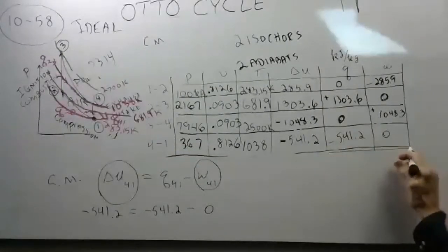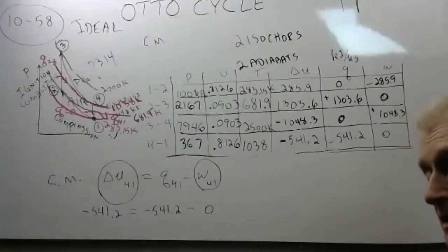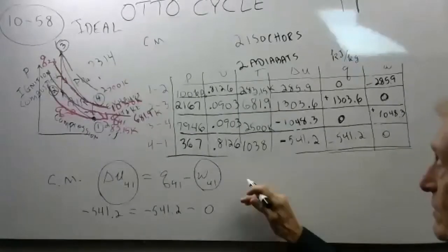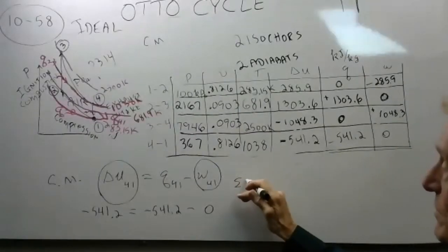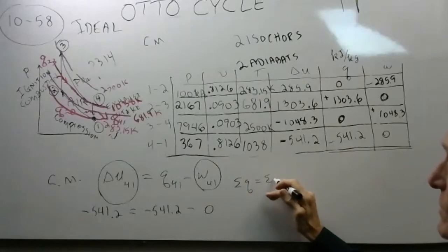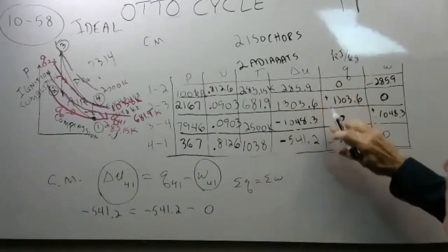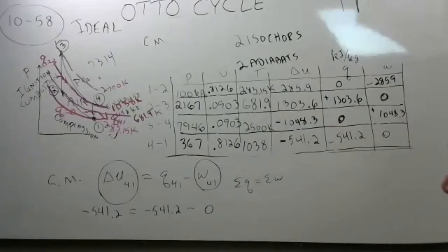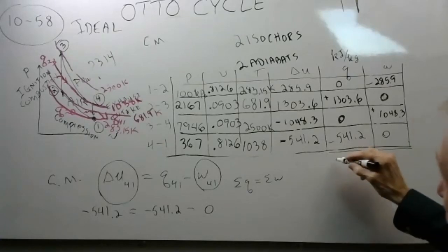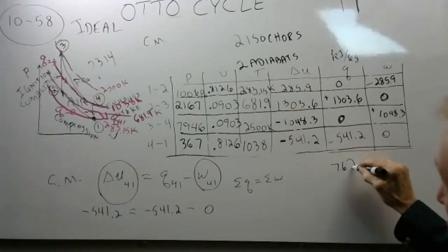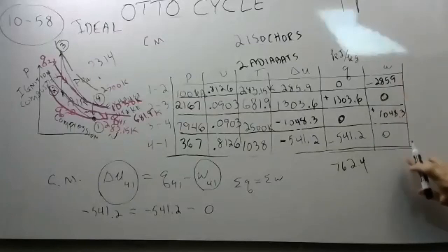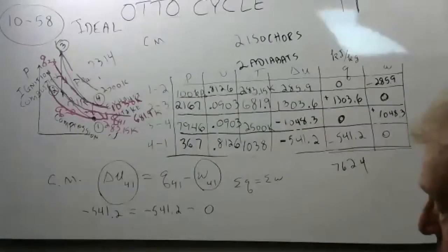Now tell you what, let's add these babies up and see what we get. Because remember, in a cycle, the sum of the Q's has got to equal the sum of the W's. Well, we're going to add this up and see what happens. Here we go. 1303.6 minus 541.2. I'm getting 762.4.